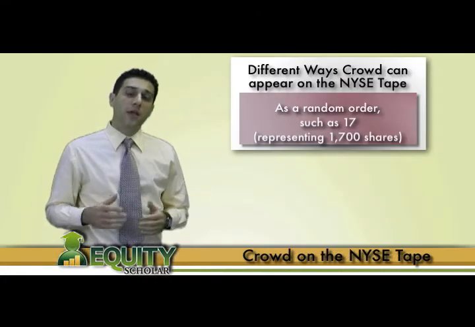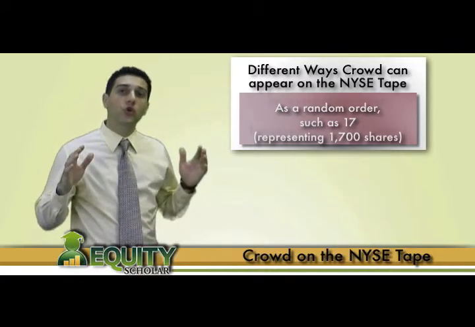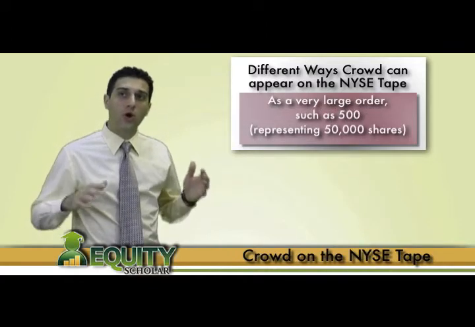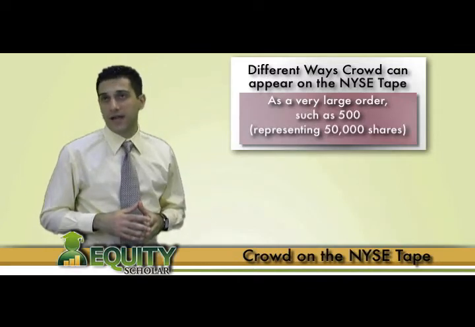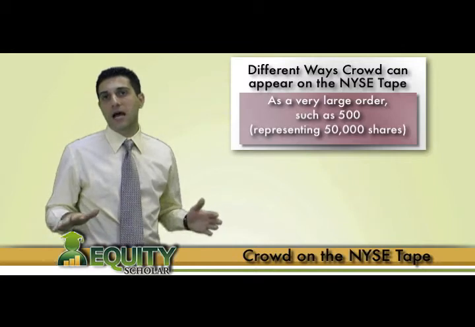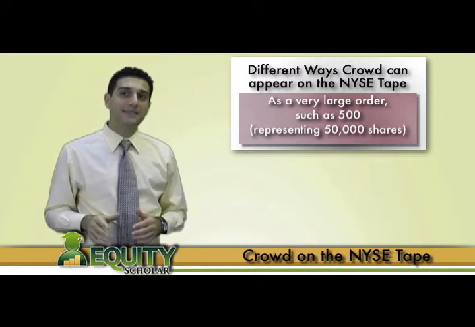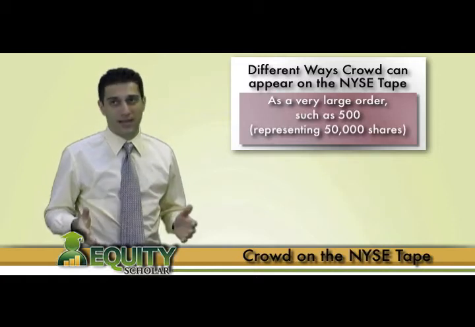And finally, the third way crowd can appear on the tape is as an extraordinarily big bid or offer, such as 500, indicating 50,000 shares. Believe it or not, these are the type of orders you have to be the most wary of, as these are the most likely to back away.